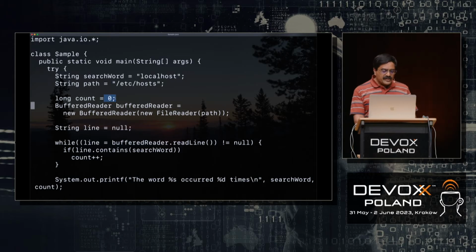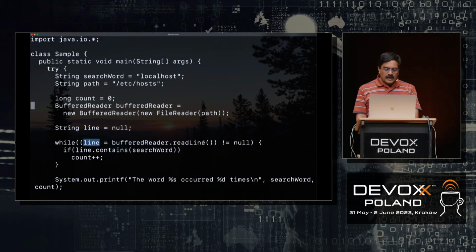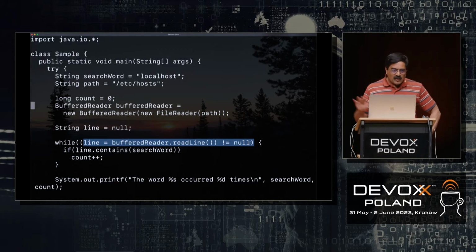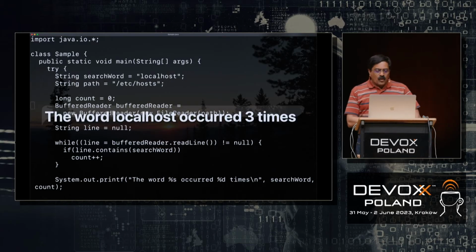So we have this very scary code we have written in the past, isn't it? A string line equal to null, and we say while line is equal to bufferedReader readLine, which is not equal to null. This is the kind of code that you hide from your family members, right? You never want anyone to see this kind of code. It's pretty scary. We ask for a null check every time, loop through it, and if the line contains the search word, increment the count, and so on. When you run the code, you notice it says we saw 3 occurrences of it.